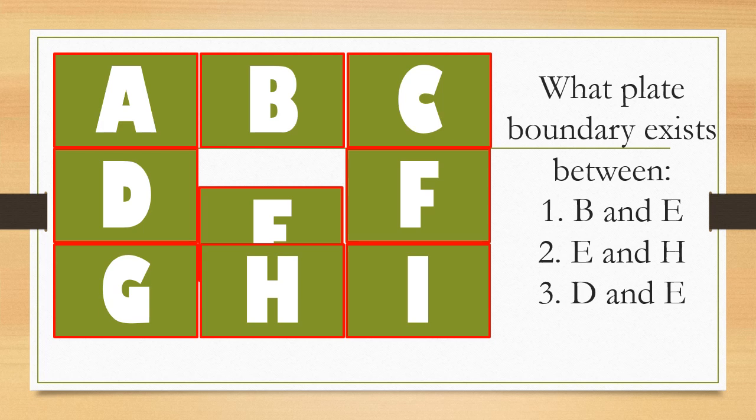Now what plate boundary exists between E and H? Since E moves toward H, it is said to be a convergent plate boundary. How about the boundary that exists between B and block E? B is steady while E moves down, so they slide past one another, and what lies between them is a transform plate boundary.